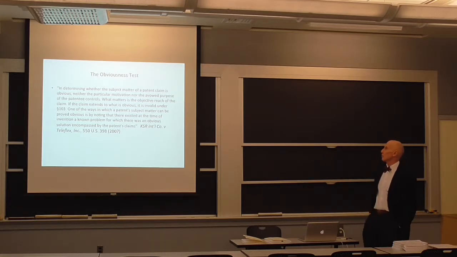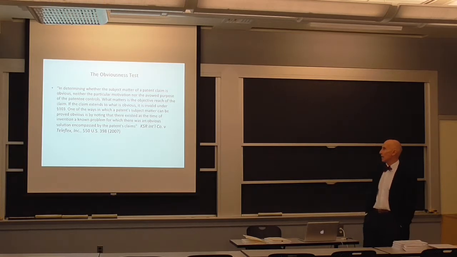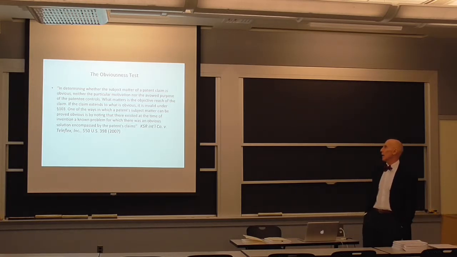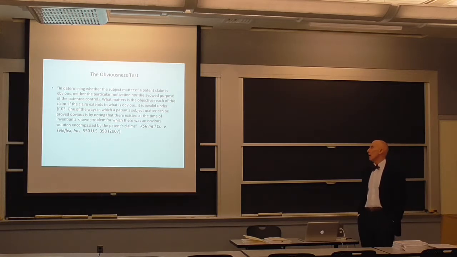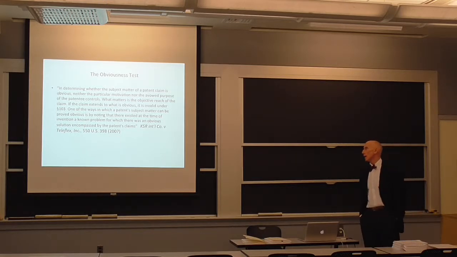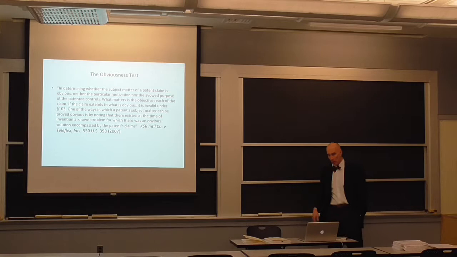In determining whether the subject matter of a patent claim is obvious, neither the particular motivation nor the avowed purpose of the patentee controls. What matters is the objective reach of the claim. If the claim extends to what is obvious, it is invalid under Section 103. One of the ways in which a patent's subject matter can be proved obvious is by noting that there existed at the time of the invention a known problem for which there was an obvious solution encompassed by the patent's claims. That's what the Supreme Court has given us to deal with when it comes to the obviousness test.